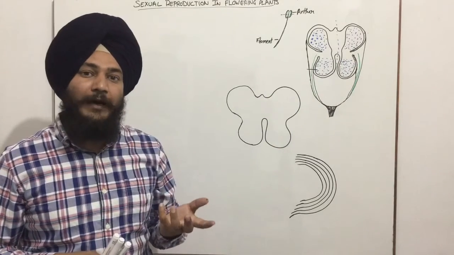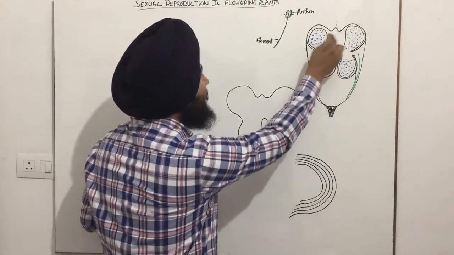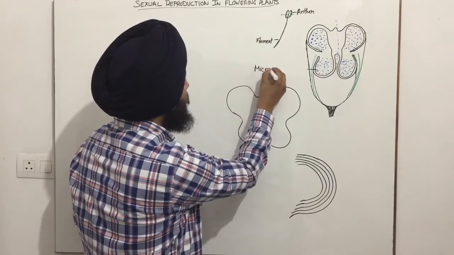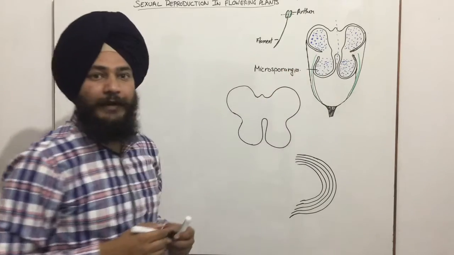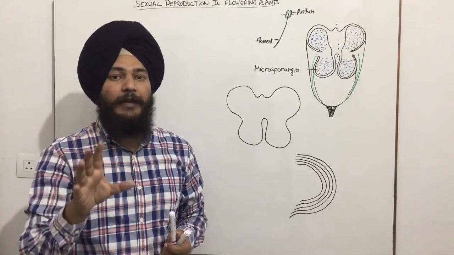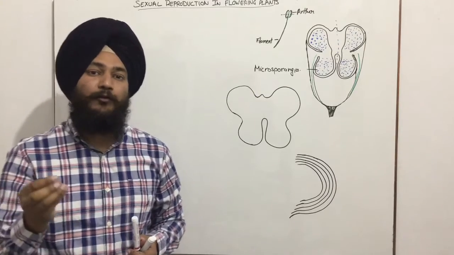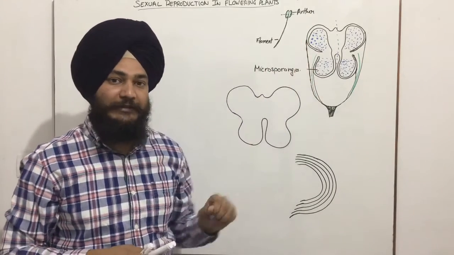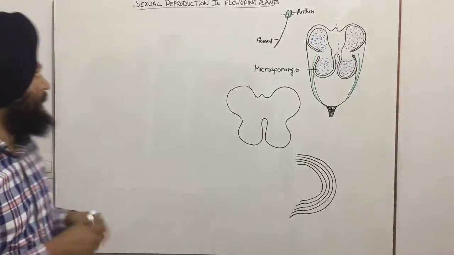And in each lobe there are two microsporangia. So these structures, these are the microsporangia. When we are talking about one, then we call that the microsporangium, and when we are talking about more than one, that is the plural of microsporangium, it is microsporangia. So in an anther, a bilobed anther, we have four microsporangia. So now we will be studying the structure of the microsporangia.